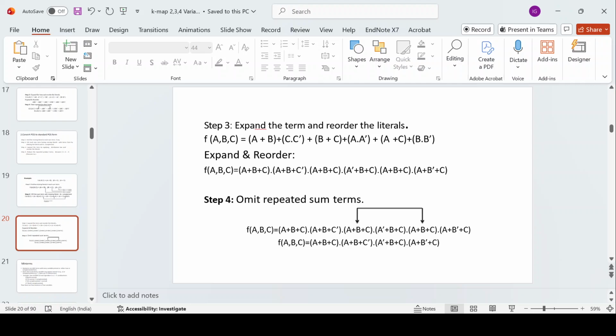After that, the final step is to omit the repeated terms. So after removing all the repeated terms, we can finalize the function.